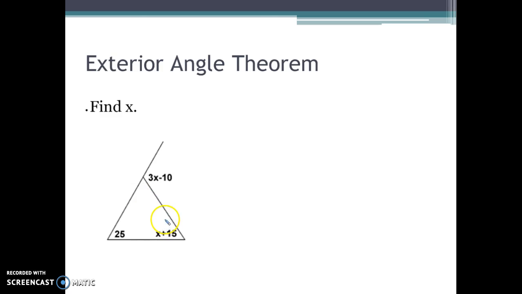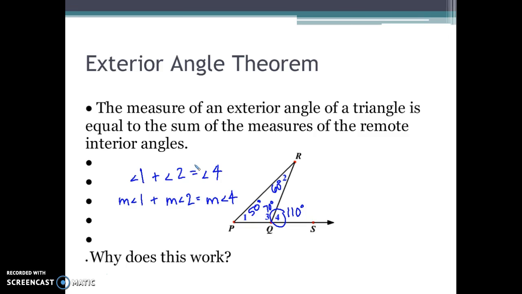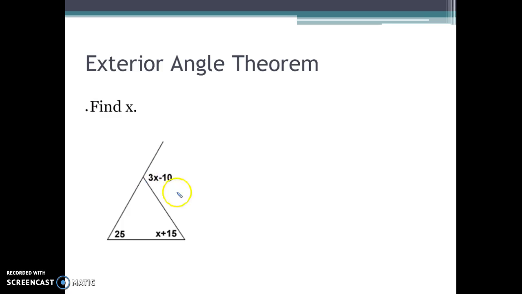So now I want to find x, where I know that 25 and x plus 15 are the interior angles, and then 3x minus 10 is my exterior angle. Now pay attention that the exterior angle theorem we just looked at says it's equal to the measures of the remote interior angles. The remote, if you think about being on a remote island, you're far away. So if I'm looking here at my exterior angle, the two angles that are farthest from it are going to be the ones not touching. Alright, so that means that the sum of these two has to give me my exterior angle.